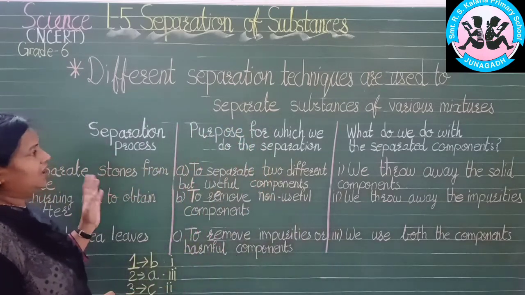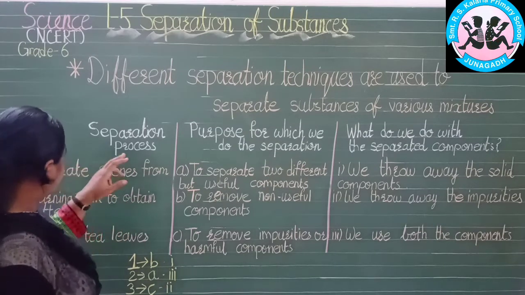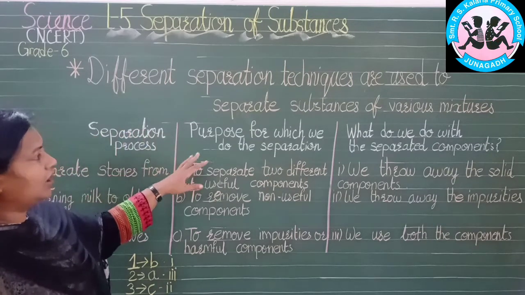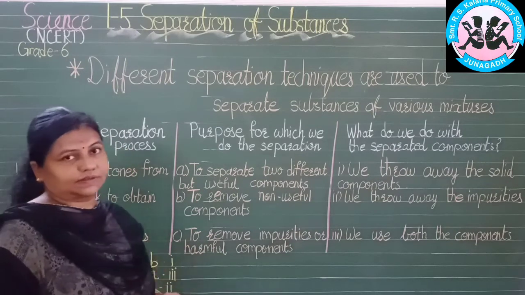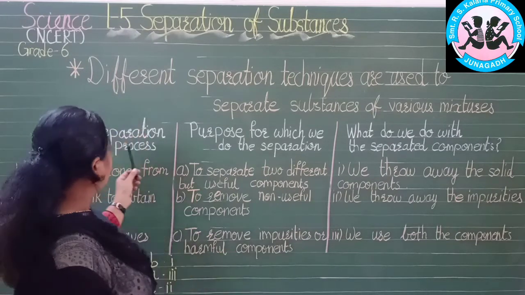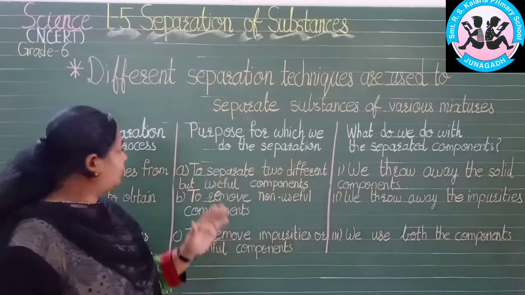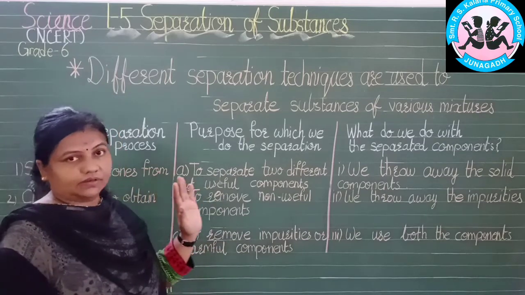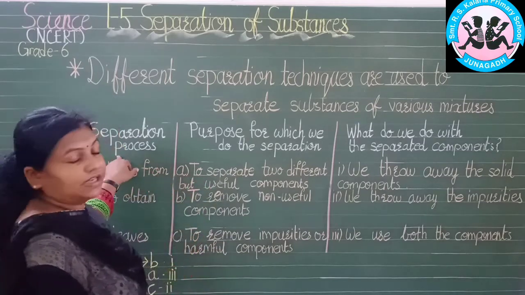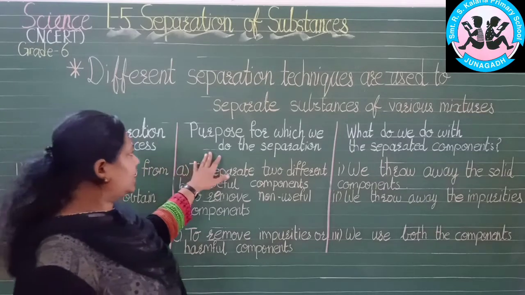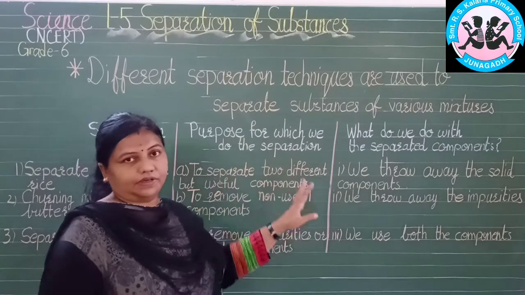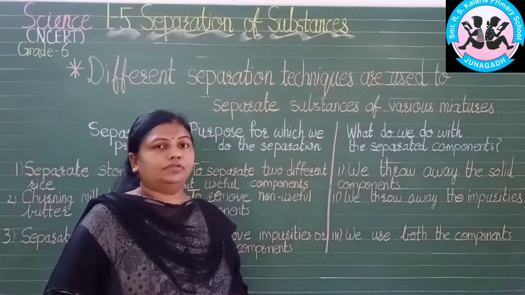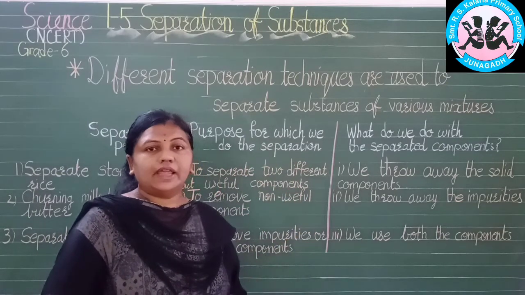Let us see how it is. Now here 3 columns are there. First column is the separation process. So which process and what we are going to separate, that we will see in this column. Our second column is the purpose for which we do the separation. Why is it required to separate? Why can we not use it directly?